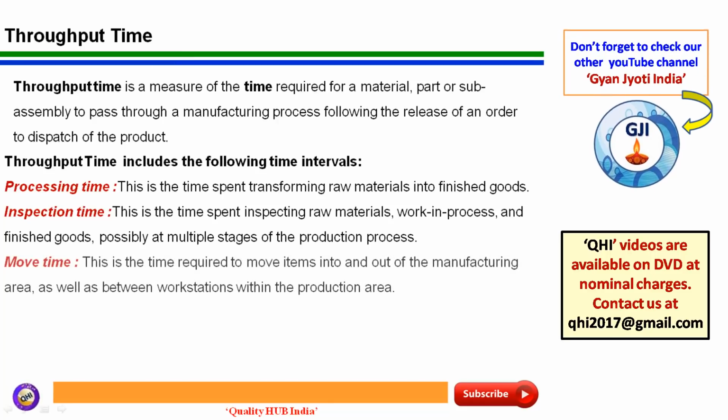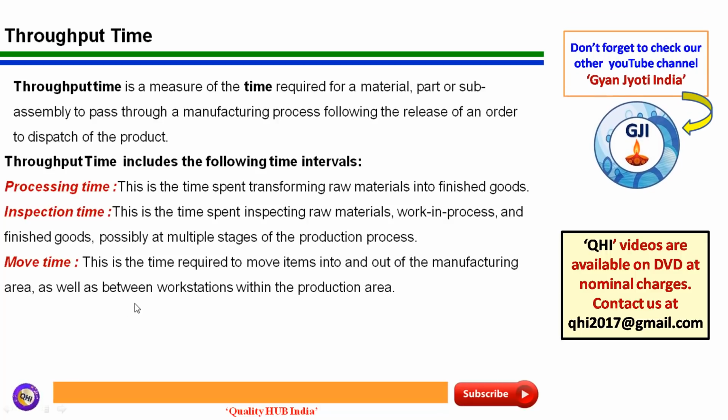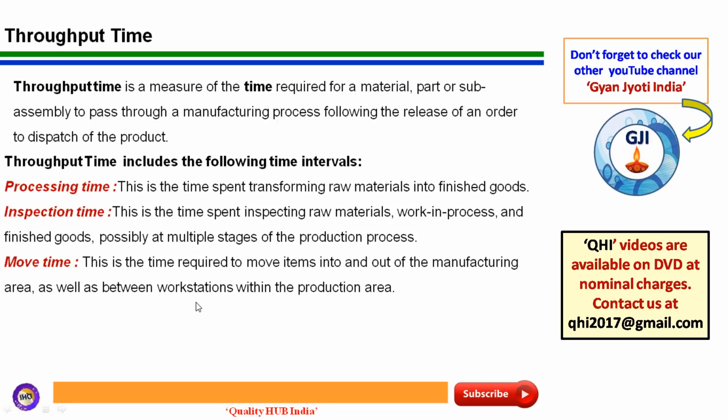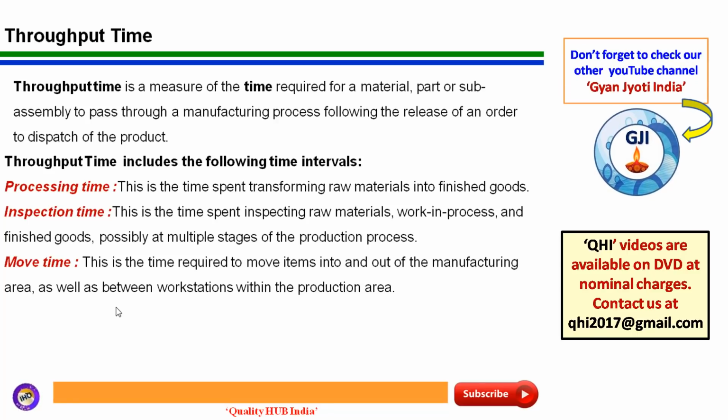The third element is move time. And move time is the time required to move items into and out of the manufacturing area. And this time also includes time spent between workstations within the production area. So all sorts of movement of raw material for production or product to different stages of production or finished goods to the dispatch area are covered in move time.